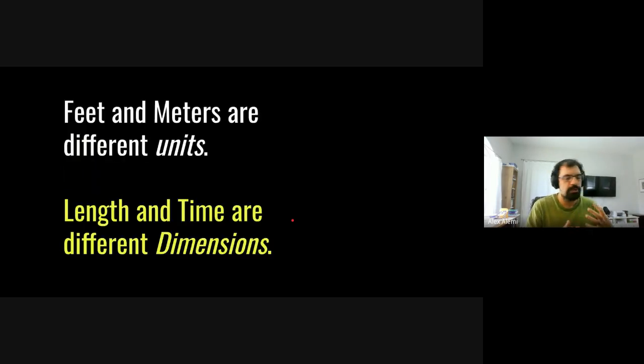The difference between units and dimensions: feet and meters are different units, but they're both units for the same dimension, which is length, a spatial extent. That's distinct from other types of measurements that we make in the world, like temporal extent, like time, or temperature, or mass.